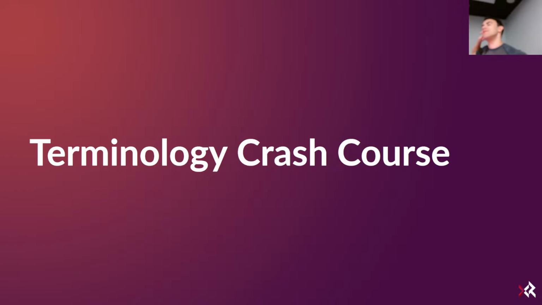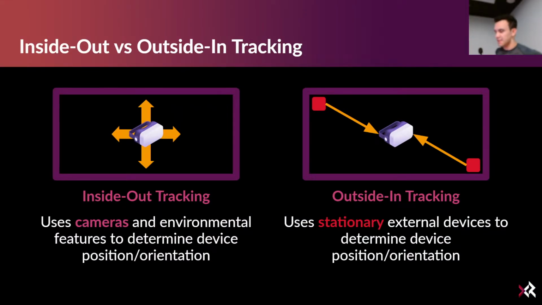And now we're going to go into some terminology that's kind of helpful for you to know while you develop the games and just work with the medium in general. So the first one I'd like to discuss is the idea of inside-out and outside-in tracking. Basically, all VR devices today use one of these two mechanisms, and that determines how your VR headset and VR controllers determine where they are in your room and how they're oriented. So there's two ways of doing this, and they're called inside-out tracking and outside-in tracking.